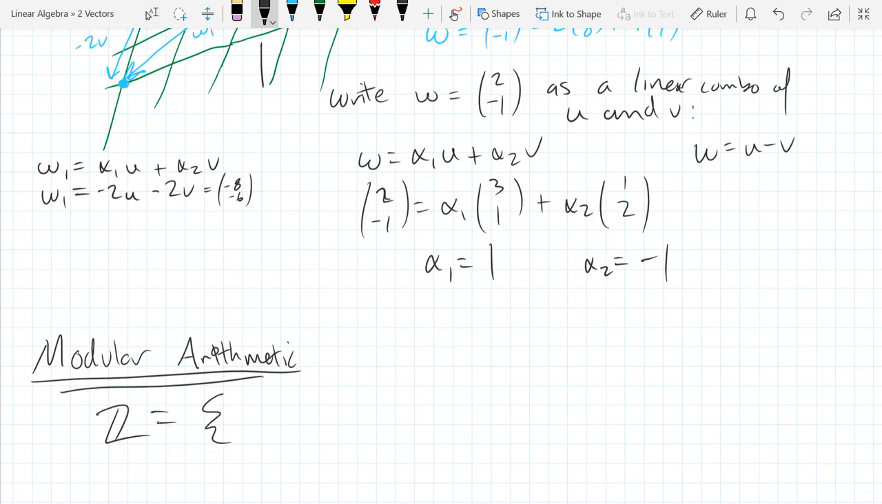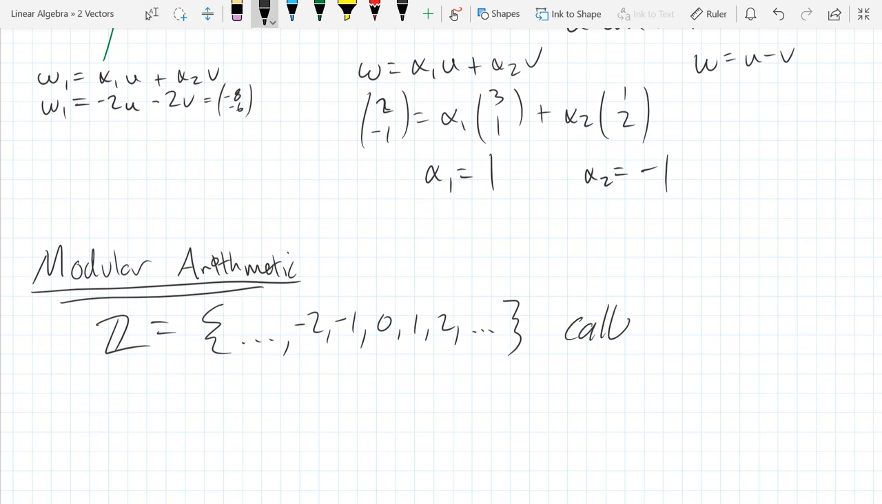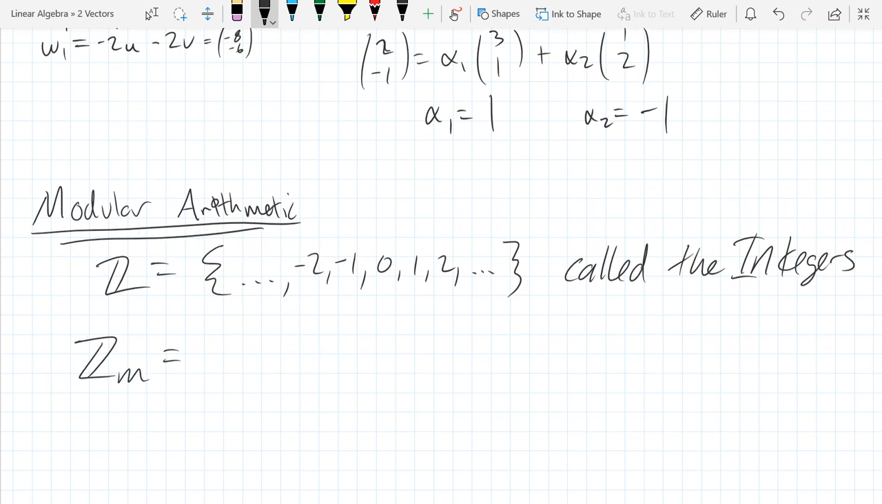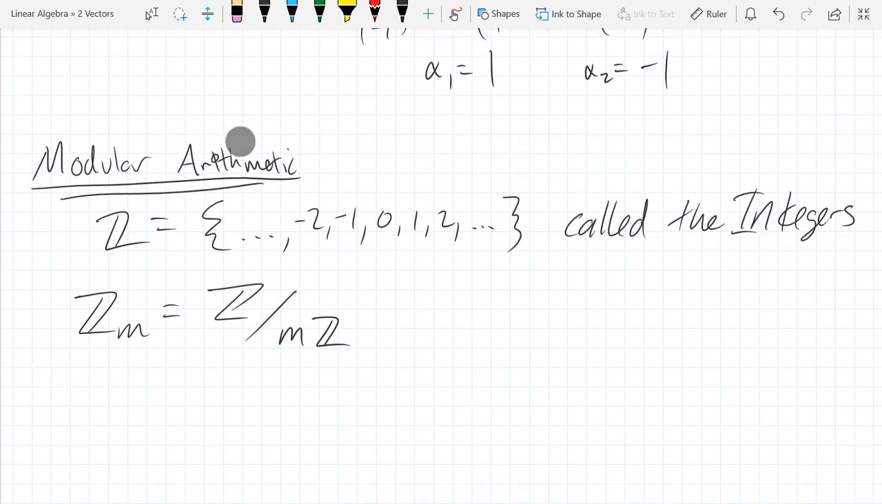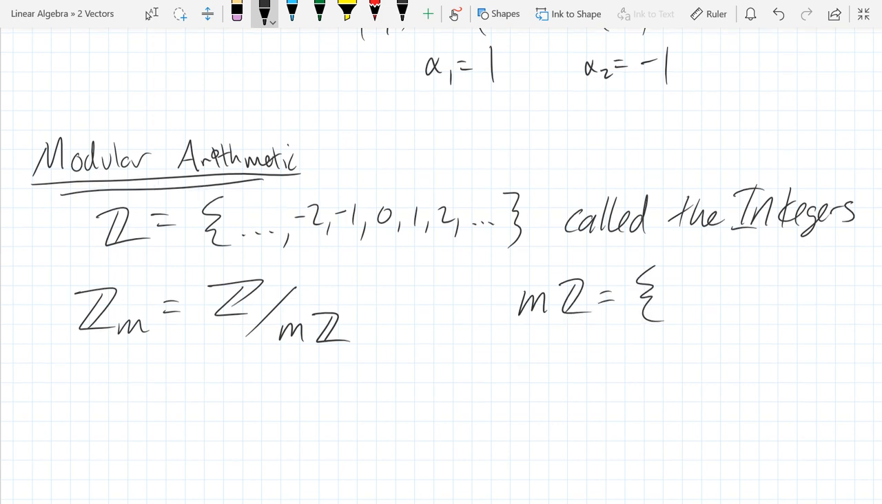So we're going to start with the integers. Negative 2, it's all numbers that fit the pattern. Basically every whole number, including all the negatives and zero, those are the integers. And Z with a little m, or Z sub m. So it's going to be integers divided by m times the integers. So what in the world is mZ? This is going to be all multiples of m.